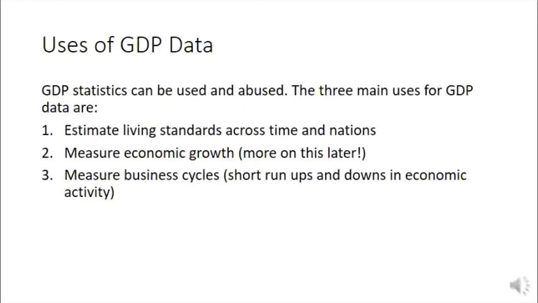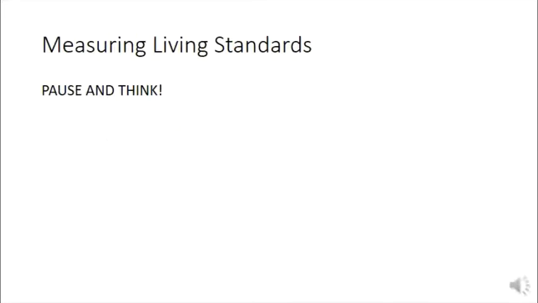Let's talk about that first bullet point: GDP can be used to measure living standards. And this is a good place to end this first little mini lecture video. So let's do a quick pause and think amongst ourselves about what GDP can be used for if it's a measure of national income, how this might influence living standards. And while you're thinking about this, also think about where it might not come into play.